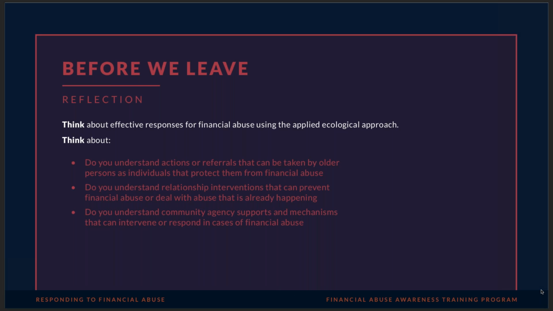Before we leave, think about effective responses for financial abuse using the applied ecological approach. And think about, do you understand actions or referrals that can be taken by older persons? Do you understand relationship interventions that can prevent financial abuse or deal with abuse? And do you understand community agency supports and mechanisms that can intervene and respond in cases of financial abuse?